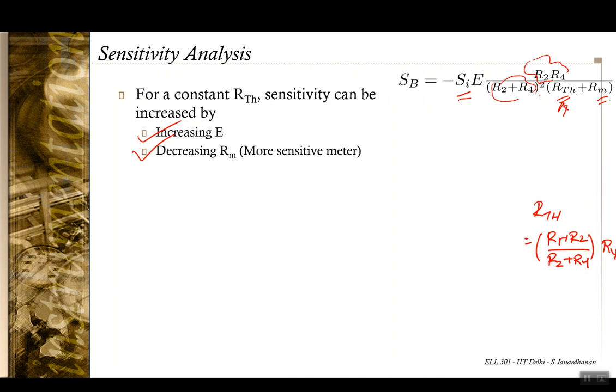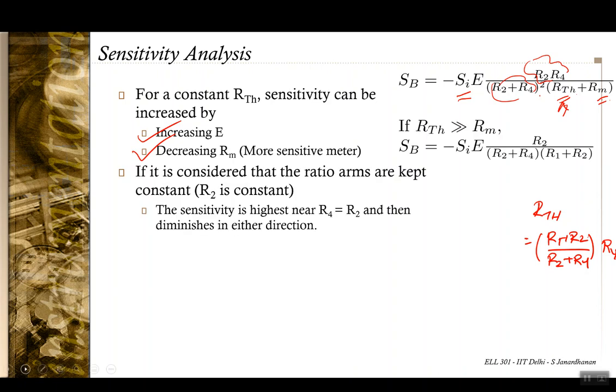And that is usually the case. Usually you have RTH much greater than Rm, so the bridge sensitivity will just turn out to be R2 R4 by R2 plus R4 whole square times RTH, and using this expression for RTH, you can get the bridge sensitivity in a simplified manner with this expression.